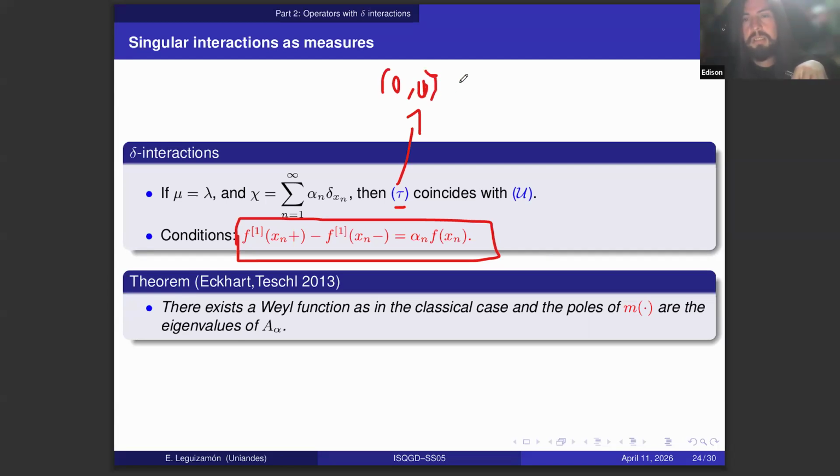deficiency indices 0, 0, 1, 1, and 2, 2. It depends on the measures. But in the case of 1, 1, there exists again the Weyl function. So with this tool, my advisor and I said that if we would like to answer the question of the embedded values, maybe the Weyl function in this case is a good tool to do that.